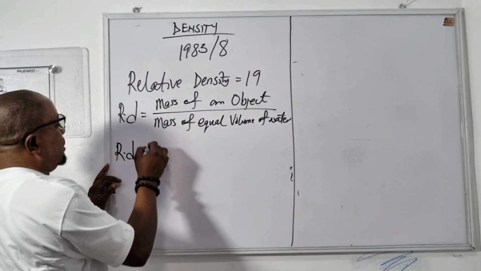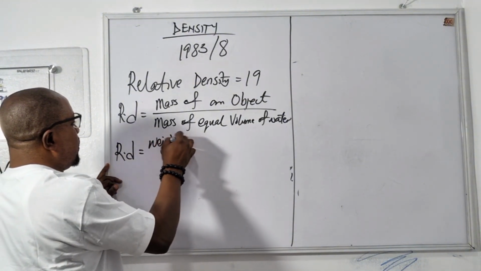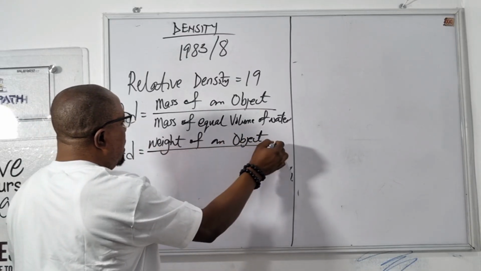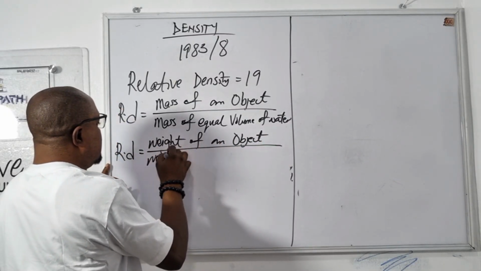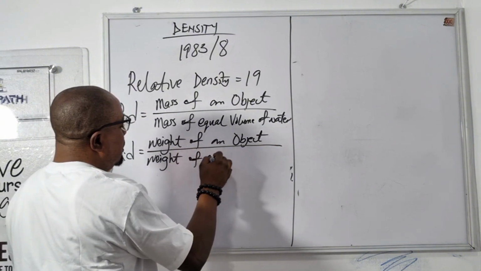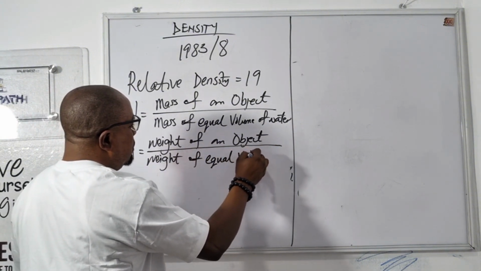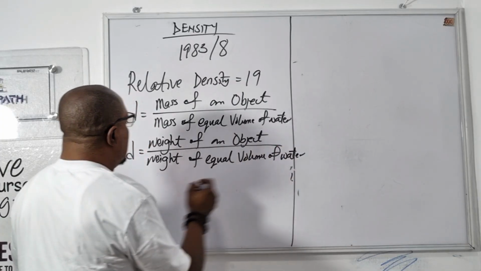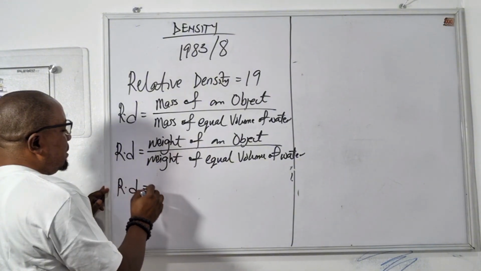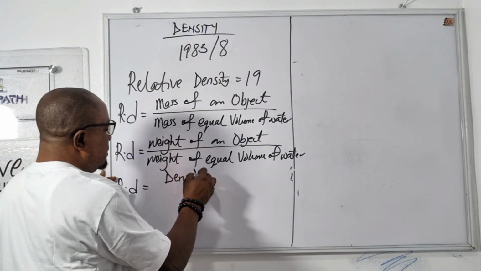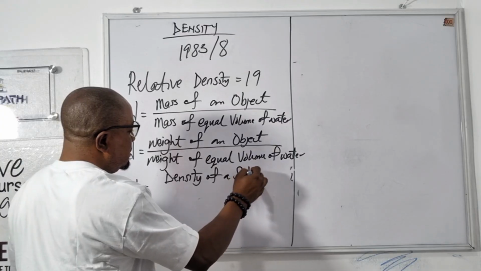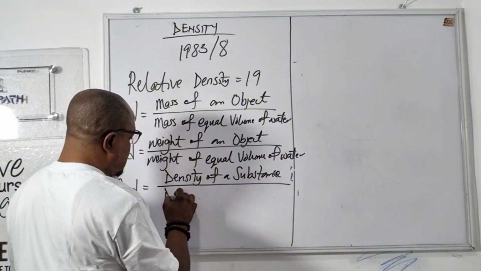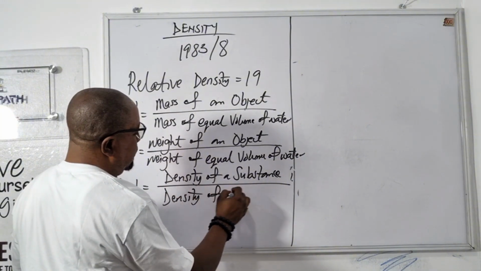It can also be weight of an object all over weight of equal volume of water. You can also see that relative density is density of a substance all over density of water.